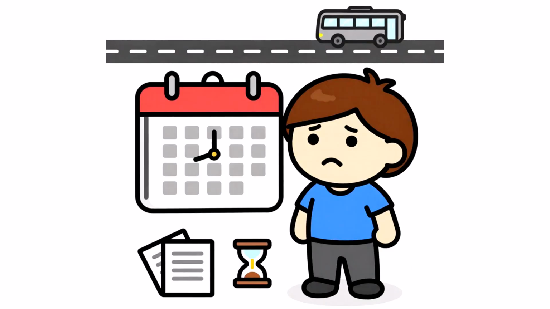Let us start with the boring but important part, the deadline. You usually get 30 days from the decision to file your notice of appeal, and missing it is like missing the last bus out of a town with no hotels.